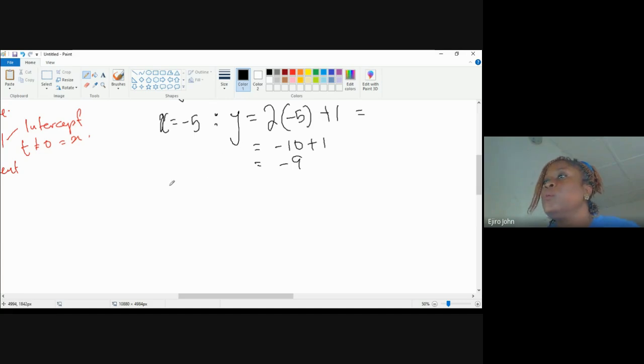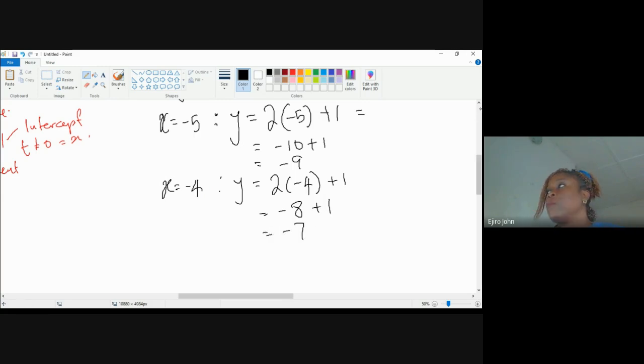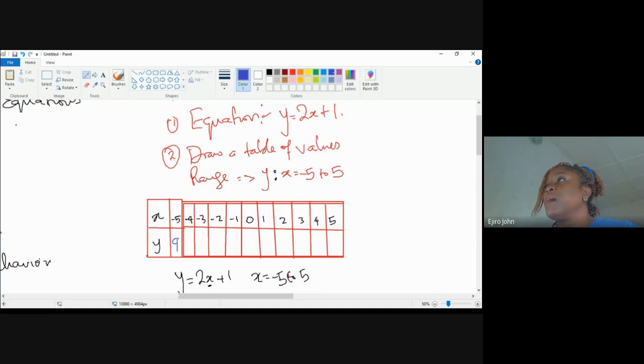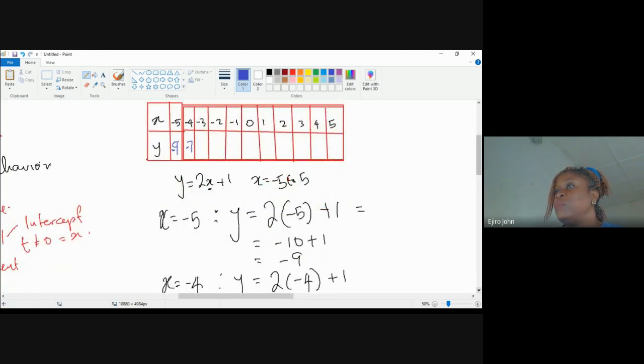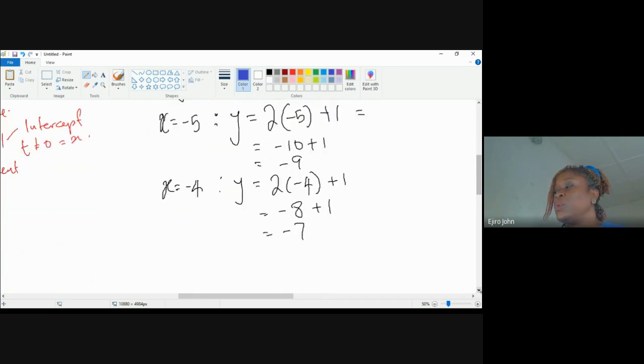So we'll also look for y when x is -4. We'll take that same equation and slot in -4. Then we'll have -8 plus 1, giving us -7. So we'll go back to the table and slot in that value. Sorry, this is -9, -7. What do we do next? We'll keep on solving till we get all the values for each of these in the table. So let's quickly run through.